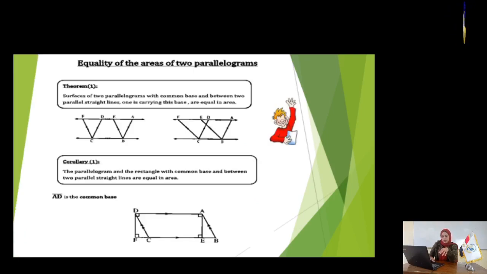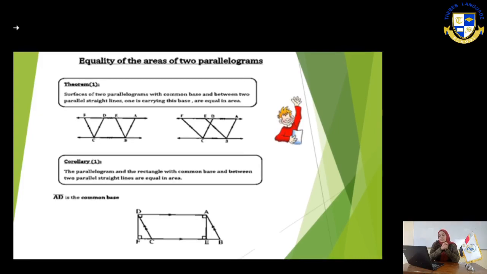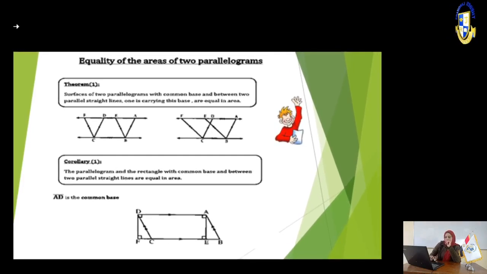As we see in the figure, we have parallelogram ABCD and parallelogram EBCF, two parallelograms with common base CB, and CB parallel to FA, and one of the two parallel lines carries the common base. The parallelogram and the rectangle, also with common base and between two parallel straight lines, are equal in area.